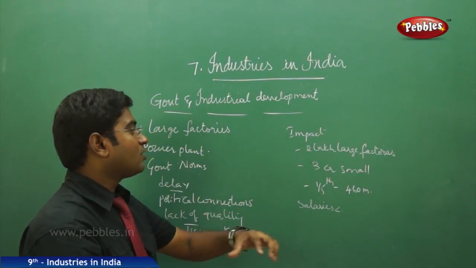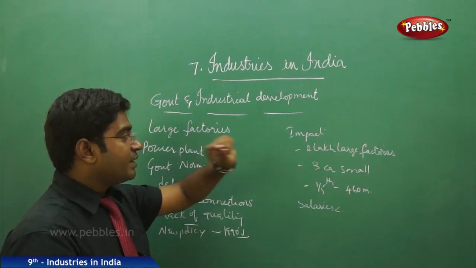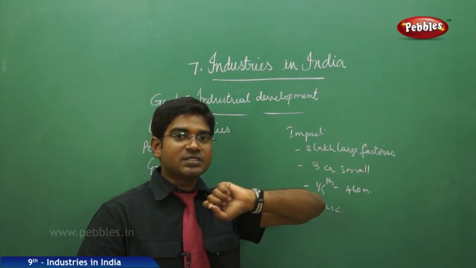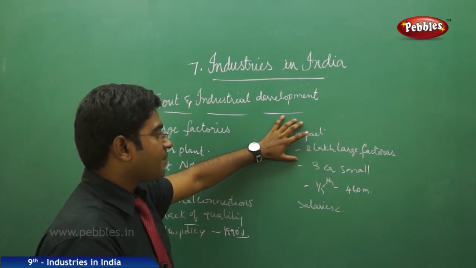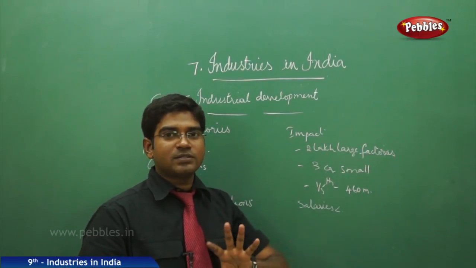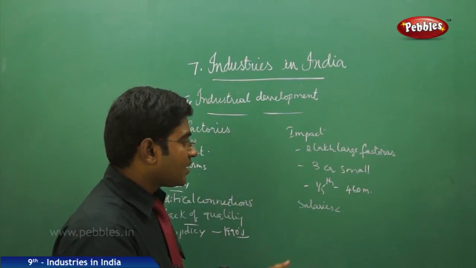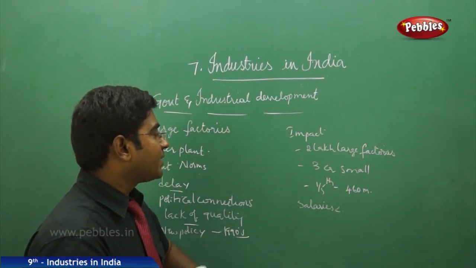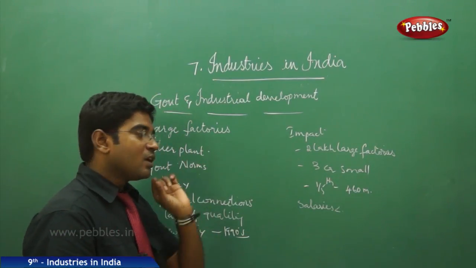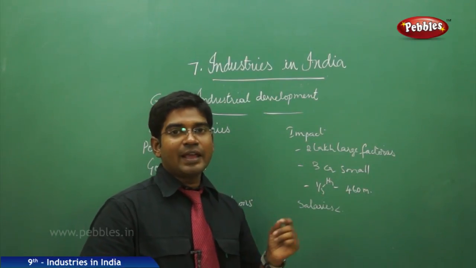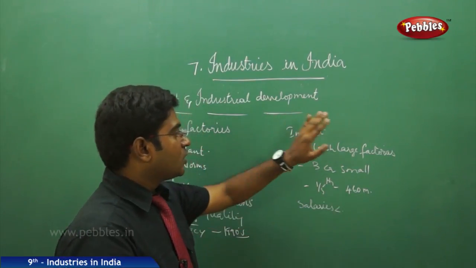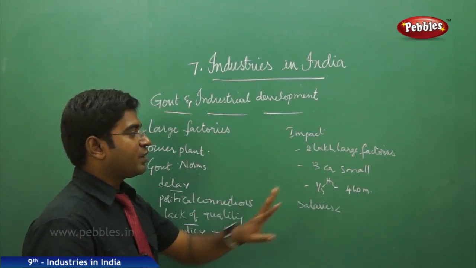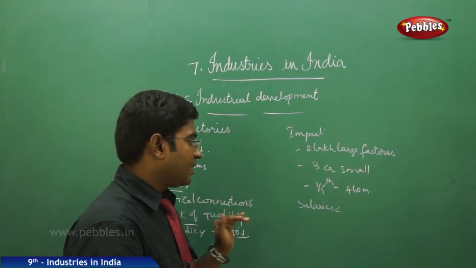And the impact of that was that we got nearly 2 lakh large factories developed in a very short span of time, and 3 crore small holdings have developed. And it provides income or employment opportunities for one-fifth of India's population, that is nearly 460 million people getting employed in either the 2 lakh large-scale factories or the 3 crore small marginal industries.